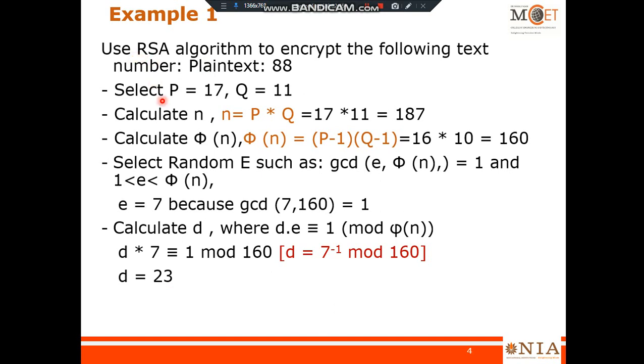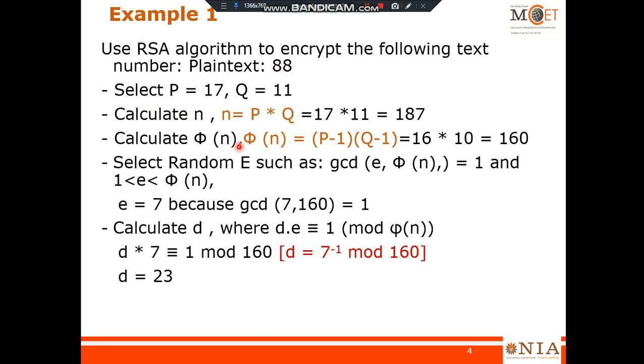Imagine you have chosen P to be 17 and Q to be 11. You are going to find the value of E and D, that is the public and private key. Then you will perform encryption on the plain text 88. We'll start with P and Q as 17 and 11 respectively. Now you can calculate the value of n as P times Q, which is 17 multiplied by 11, giving 187.